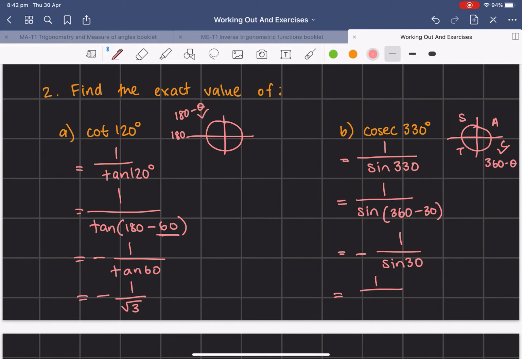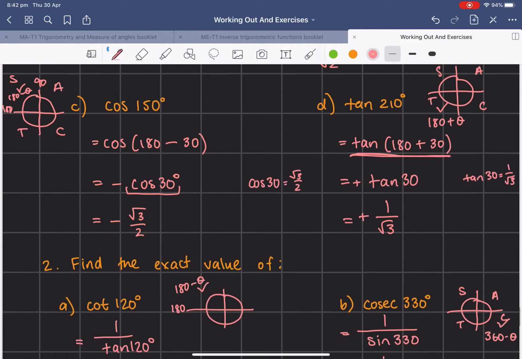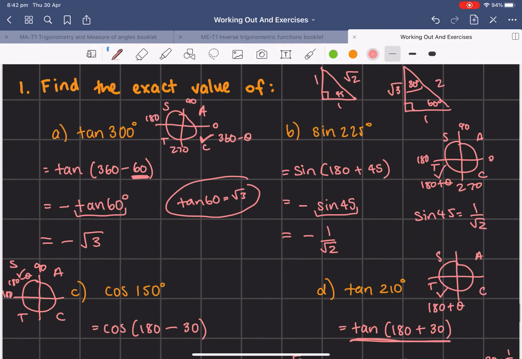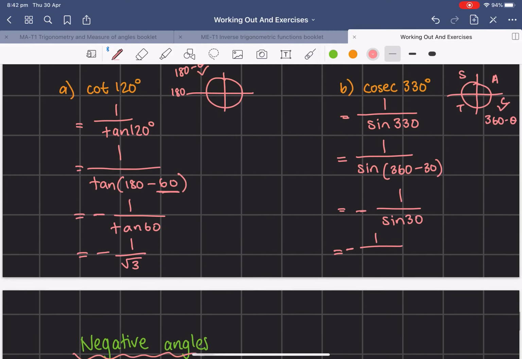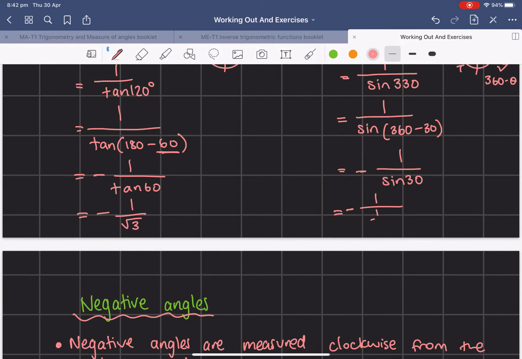So it's going to be negative 1 on, let's look at what sine 30 is. Sine 30, opposite over hypotenuse, is a half. So it's 1 on a half. I should say negative 1 on a half. So negative 1 divided by a half, which is the same as negative 1 times 2 over 1. So the final answer is going to be negative 2.